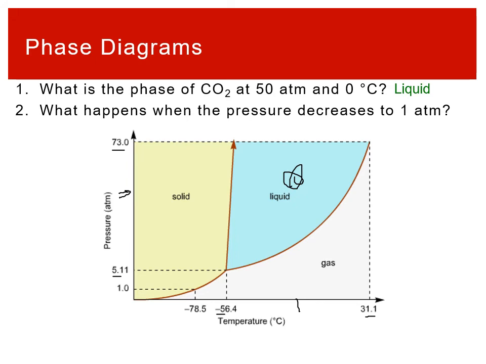If I take this pressure, which was at 50 atmospheres, and I drop it down to 1 atmosphere, which is marked right there, I can see that now I'm going to be a gas. I'm going to undergo a phase change, and that's called vaporization. Liquid to gas is called vaporization. So I'm undergoing a phase change into a gas where I'm seeing vaporization occur.